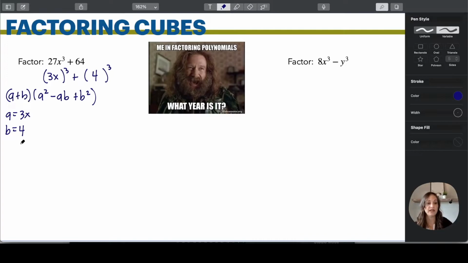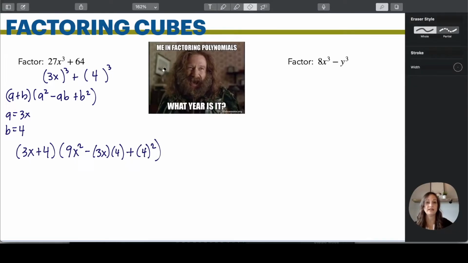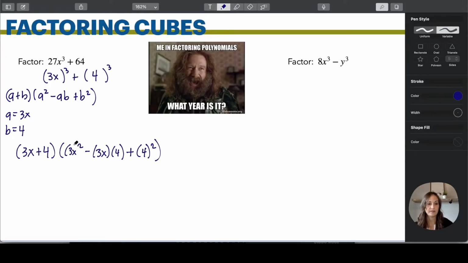So a plus b, and then a squared. A squared is going to be 9x squared. Why 9? Because 3 squared gives you 9. And then you're going to subtract a times b, and then plus b squared. I guess you could do that. It might be easier to say a squared minus ab plus b squared.